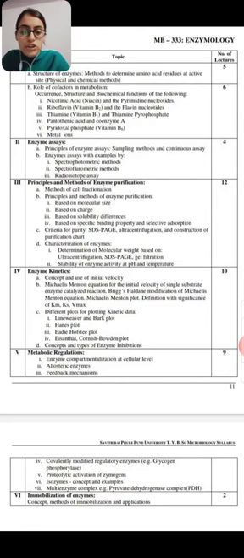Before going to your actual syllabus, first I will tell you what the syllabus is. So yes, now we are going to start the actual syllabus. Enzymology, which consists of 6 credits. So first, what is enzymology? Enzymology is the branch of biochemistry which deals with the study of enzymes, their reaction with the substrates and the actual formation of the products.